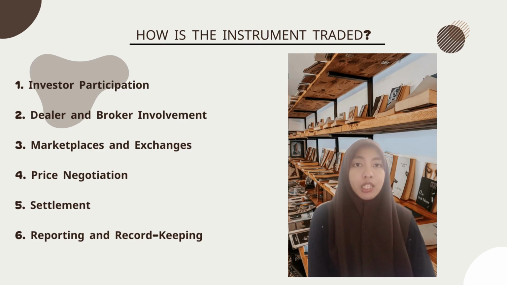Number 4 is price negotiation. The negotiation considers factors such as prevailing market conditions, investor demand, and the creditworthiness of the papers. Fifth is settlement. Custodian banks often play a role in facilitating the settlement process and ensuring the smooth transfer of ownership. Number 6 is reporting and record keeping. Trading activity and transactions related to Cagamas commercial papers are reported and recorded by relevant parties, including the dealers, brokers, and custodian banks.